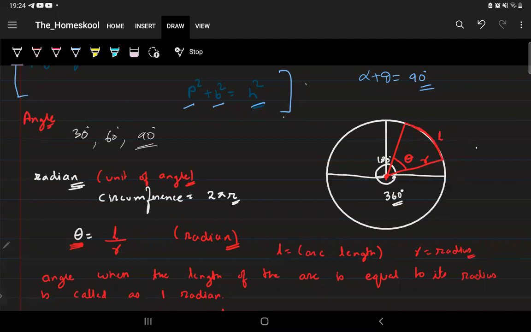Suppose I'm having a circle, and we know what an arc is. This red line is the length of the arc, which is L, and this R is the radius. The angle subtended, theta, is the ratio of this L and this R. This angle, this unit of angle, will be called your radian. So when will this theta be 1?